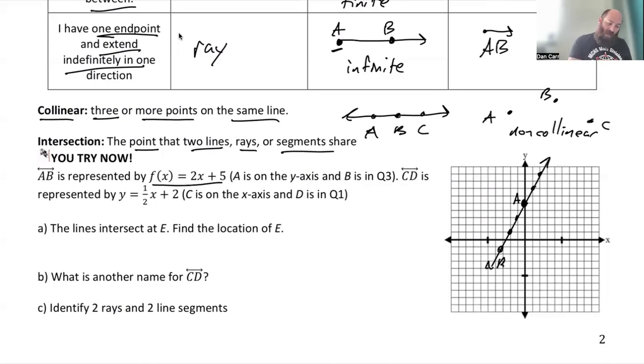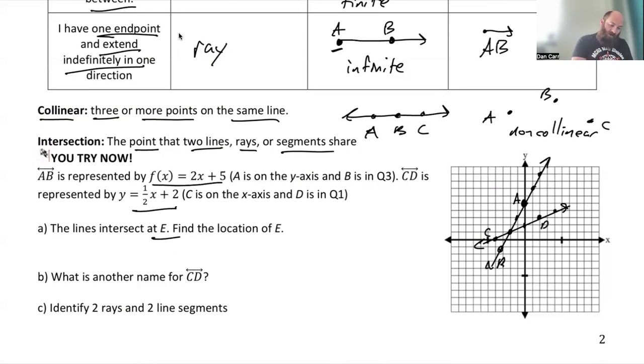CD is represented by 1/2 x plus 2. That's going to go up 2, then up 1 to the right 2, up 1 to the right 2, or down and to the left, down and to the left. Okay, so it does that. So that's CD. C is on the x-axis, so C is here. D is in quadrant 1.